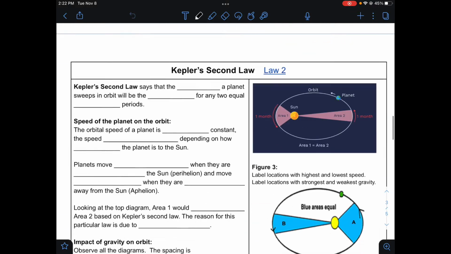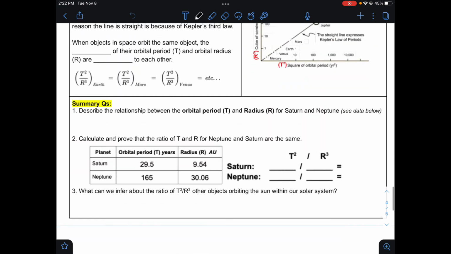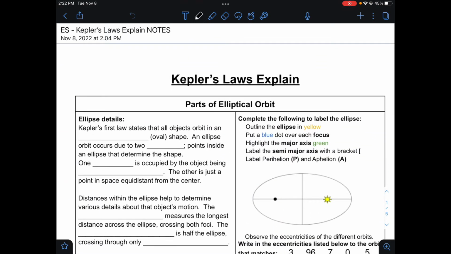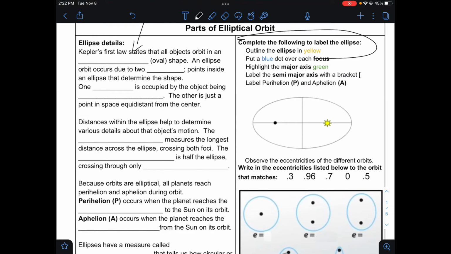Tomorrow we're going to finish up Kepler's second law and Kepler's third law. But for now, just the first half together. So make sure you have Kepler's laws notes in Notability, just as I do here. We're going to be starting on the left-hand side here. And remember, don't forget about this stuff on the right-hand side.